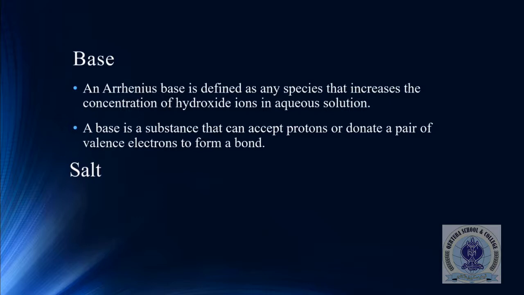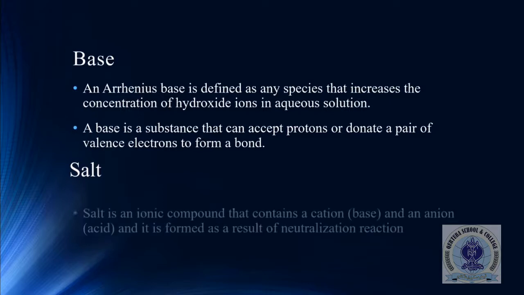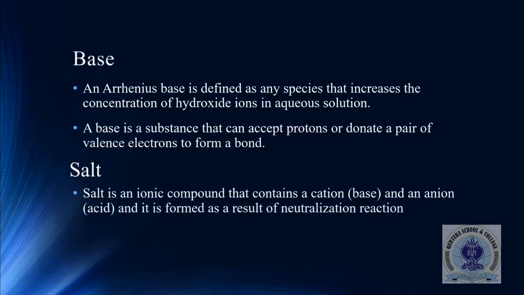Now it's time to explain what is salt. So salt can be defined as an ionic compound that contains cation and anion, and it is formed as a result of neutralization reaction. Ionic compound is that type of compound which forms ions, or which is made up of ions, or those compounds that have ionic bond. Cation is actually a substance that has a positive charge, and anion is a substance that has a negative charge.